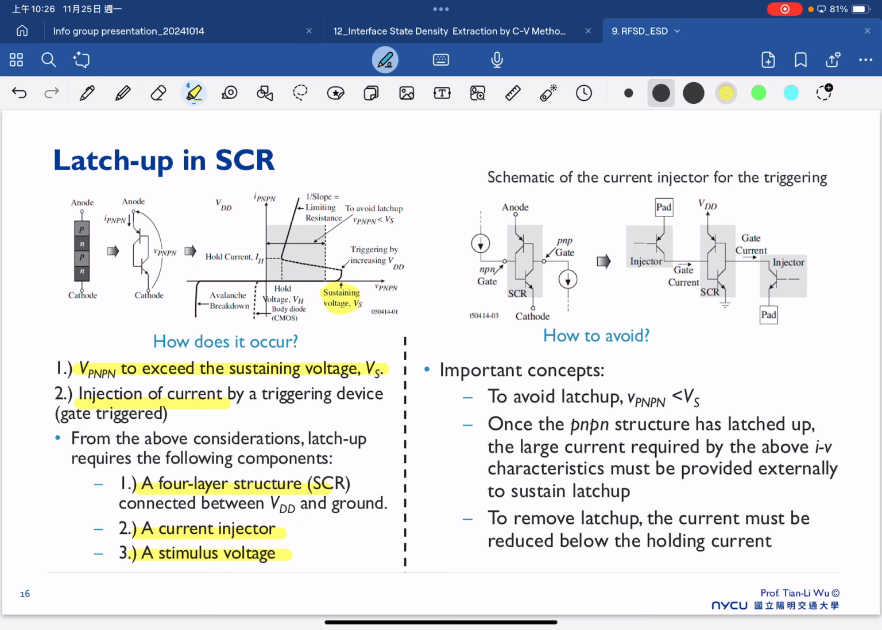And the important concept is that, on the other hand, if we want to avoid latchup, we need to make sure our PNPN bias is smaller than the sustaining voltage, which is this one. So this also gives us some consideration that if you want to qualify your product for a certain ESD standard, you must make sure your sustaining voltage can be higher in the environment that can induce the ESD.